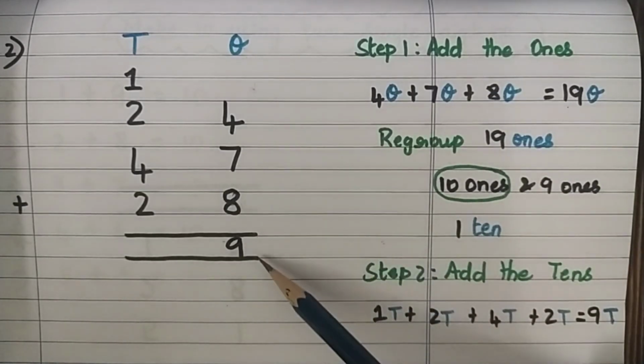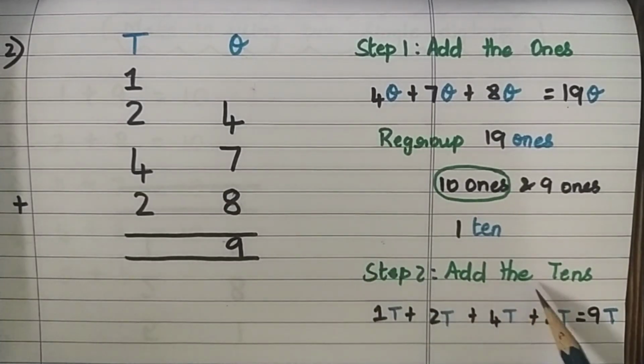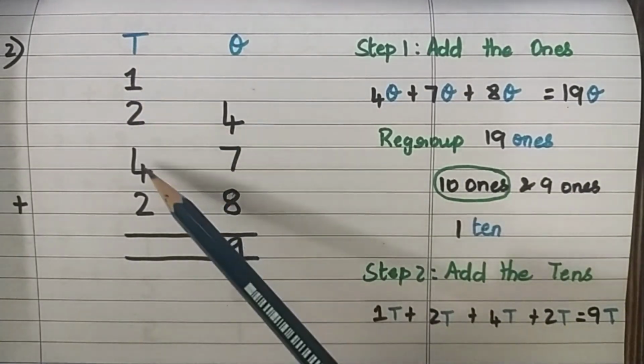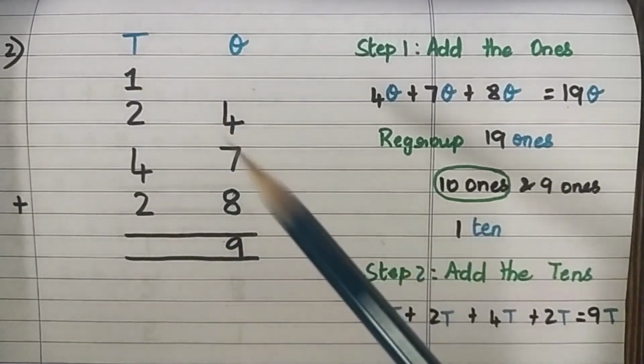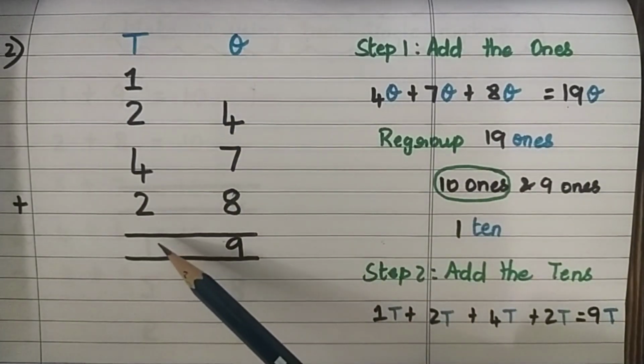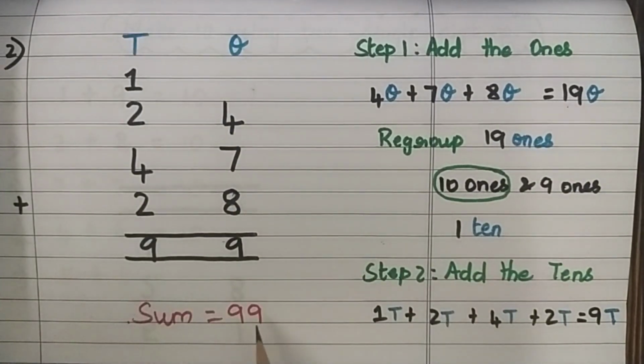After adding the ones column, step 2, add the tens. In the tens column we have 1 ten, 2 tens, 4 tens and 2 tens. 1 ten plus 2 tens plus 4 tens plus 2 tens gives 9 tens. 9 is a single digit number, so no need of regrouping. So write 9 in the tens column. Therefore, sum equal to 99.